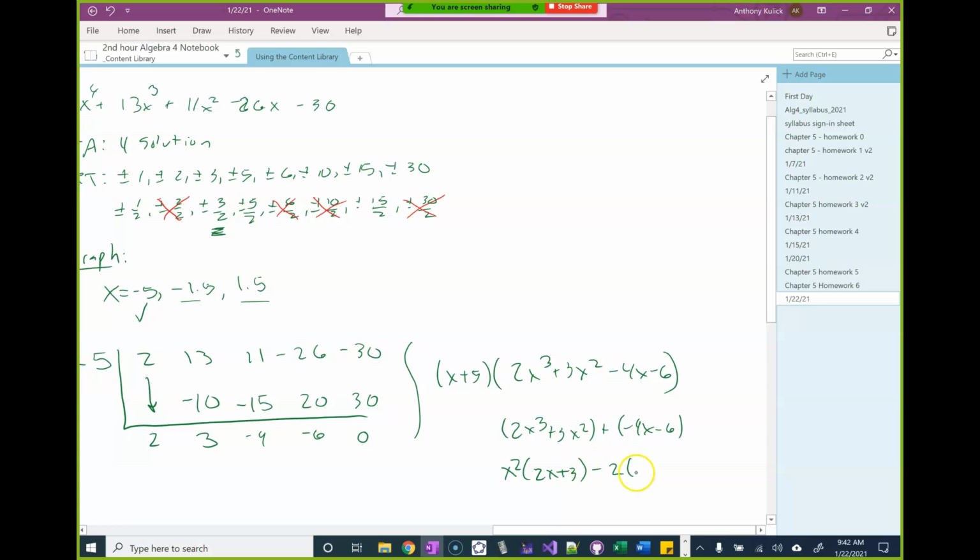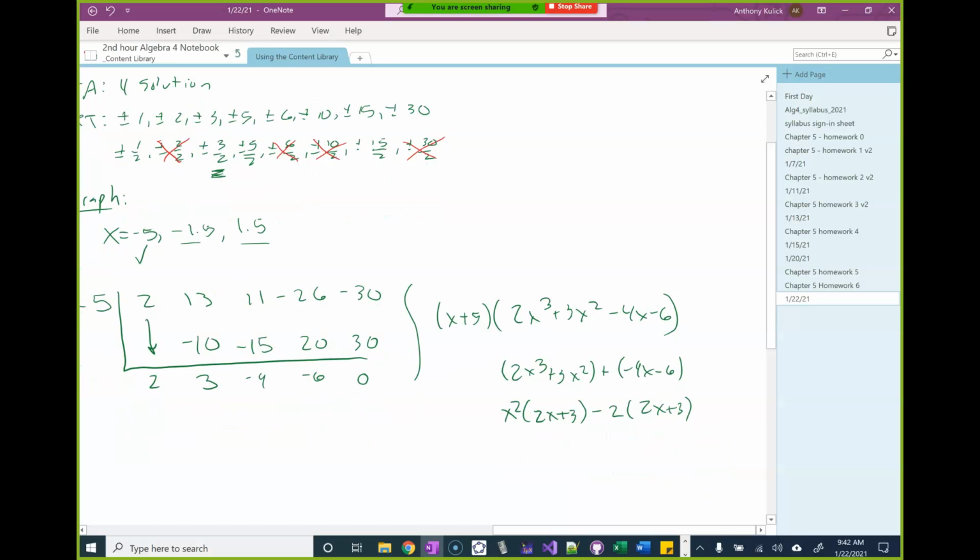So if I make my two groups, from the first group I can take out an x squared, and from the second group I can take out a -2. And in both cases is 2x plus 3. When I factor that out, I'm left with the x squared minus 2. And the x plus 5 kind of continues down. The 2x plus 3 also can't factor anymore because that's linear. And the x squared minus 2 is two terms, but it's not a difference of two squares because the 2 isn't a perfect square. And it's clearly not a sum or difference of cubes because the exponent is indivisible by 3. So that's as good as I could do.